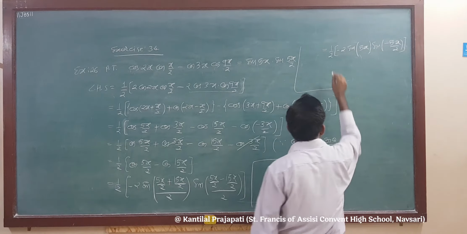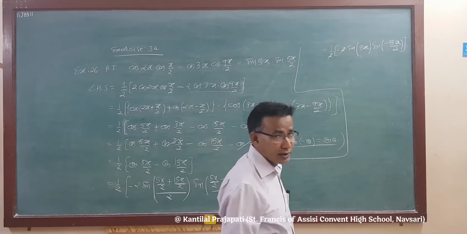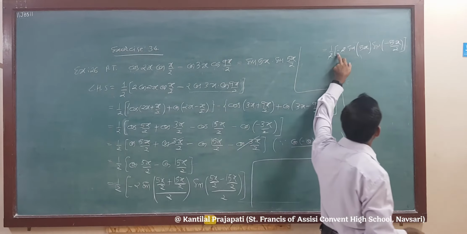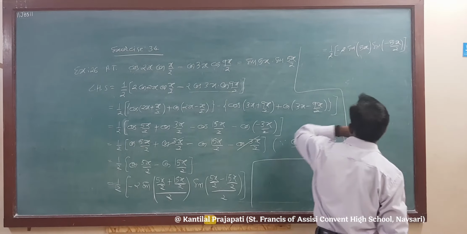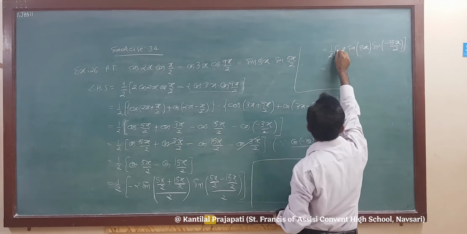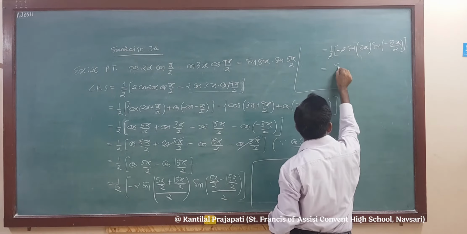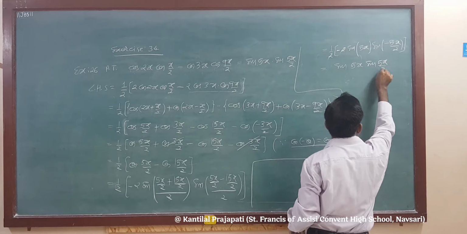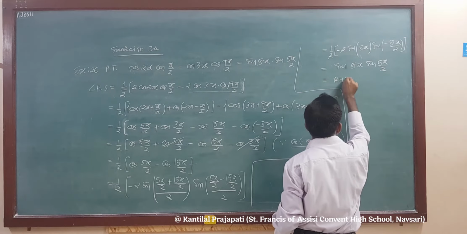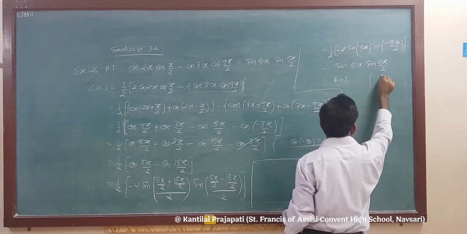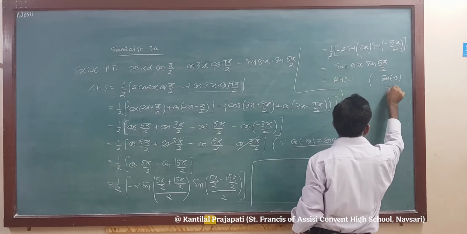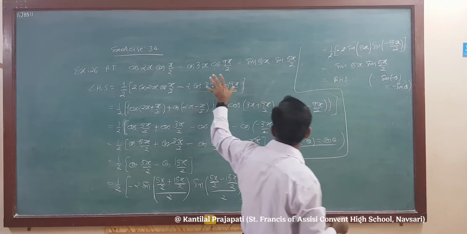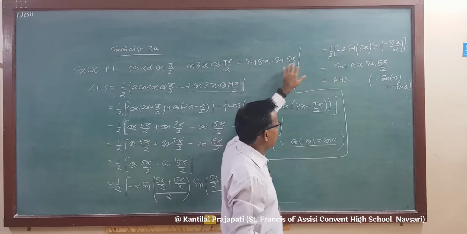Now see, these 2 cancel. Now what is sine: odd function or even function? Sine is an odd function. The minus sign will come out. So this minus and this minus will be plus. So it is sine 5x into sine 5x by 2, and equal to RHS. Because sine of minus theta is equal to minus sine theta. Sine is an odd function, remember this. So in this way we prove the required answer: sine 5x into sine 5x by 2.